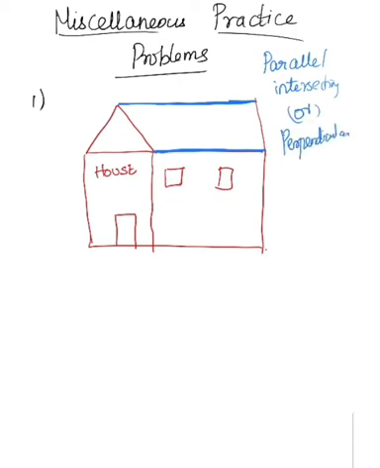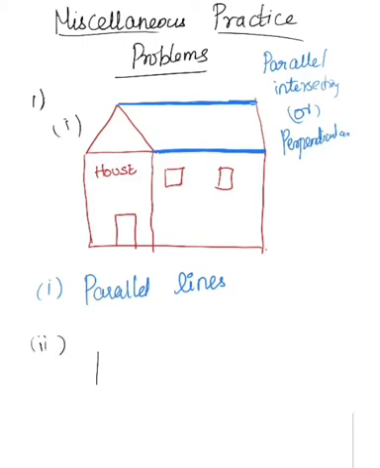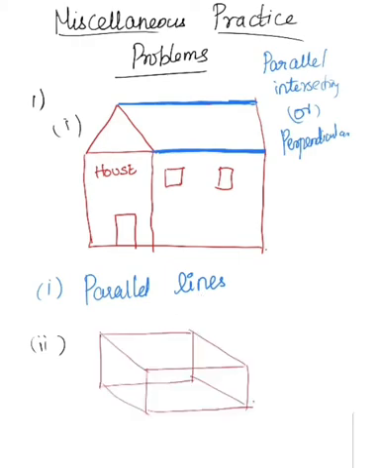See here, the blue lines represent parallel lines. These lines are called parallel lines. So the first answer is parallel lines. The second one is the matchbox.